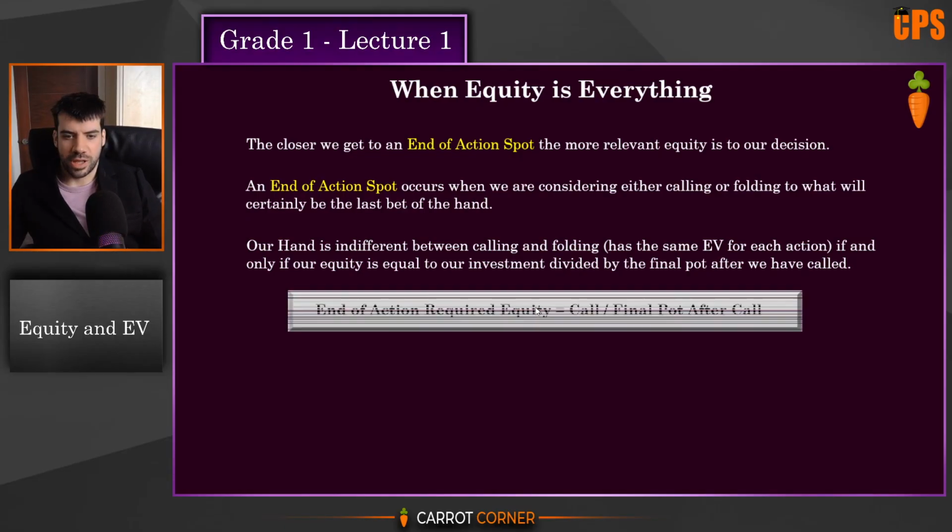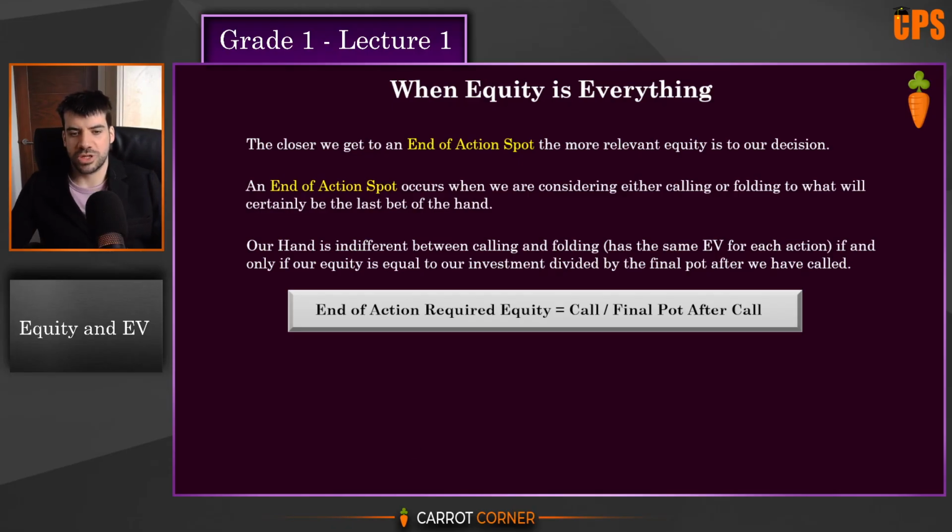A useful formula for this kind of situation is this one. The end of action spot equity required is equal to our call, the value of our call, divided by the final pot after the call. In other words, the final pot after the call becomes part of it. What we're really doing here in essence is asking, how much of that new pot after I've called do I need to get back in order to recoup no more and no less than my call investment? That's the same question as, what percentage of that new final pot does my call constitute?